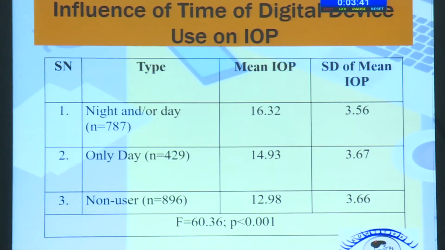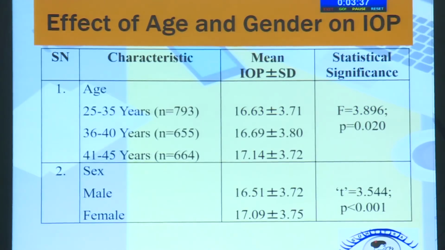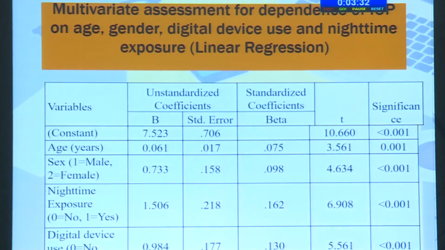This is the influence of time of digital device use on intraocular pressure, and this is the effect of age and gender on intraocular pressure. This is the multivariate assessment depending on the intraocular pressure.